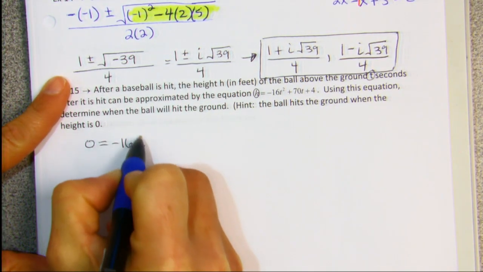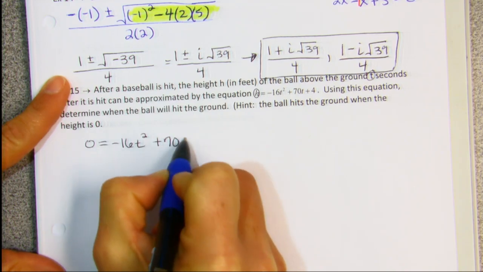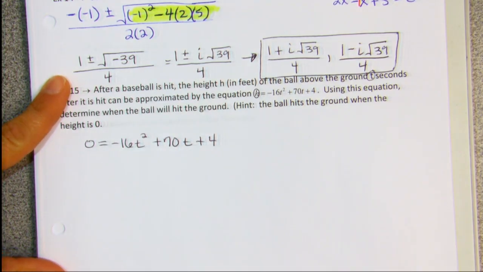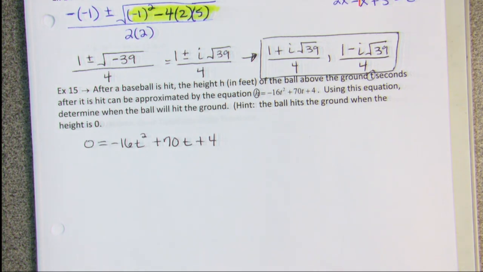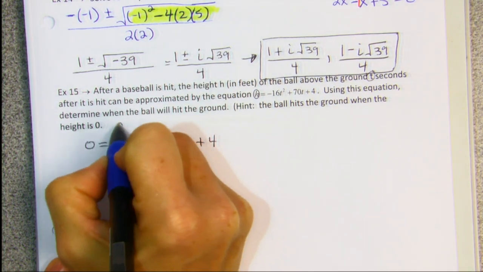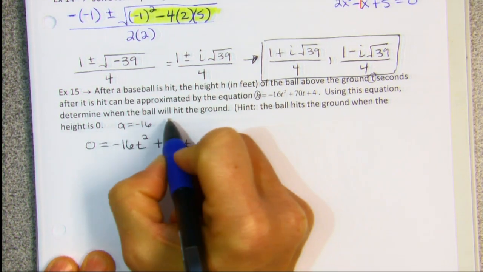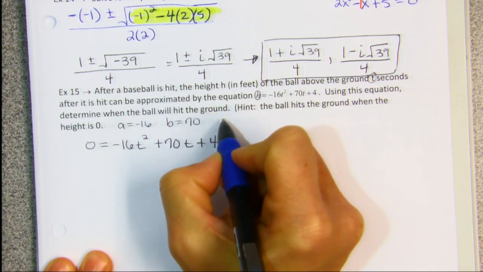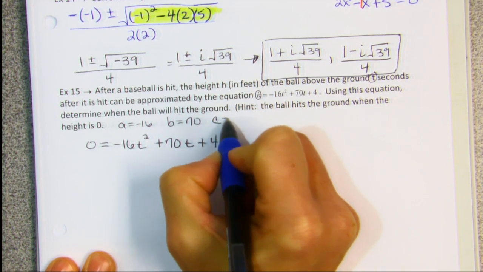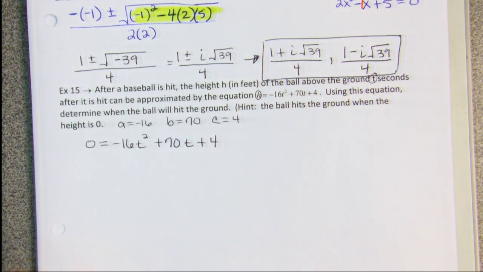Negative 16t squared plus 70t plus 4. So this is already in standard form, and I would probably just jump to going straight to the quadratic formula on this one. You could try to factor, but it's not going to. And there's really no easy way of knowing that other than just trying it. You could start with pulling out a GCF and then seeing if it could factor, and you would notice it wouldn't. So you'd have to use the quadratic formula to solve it.